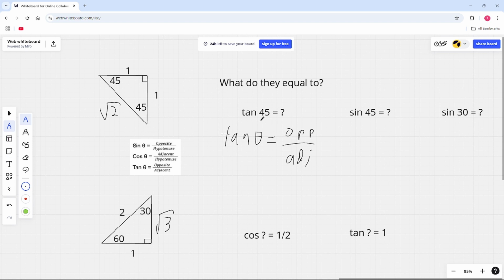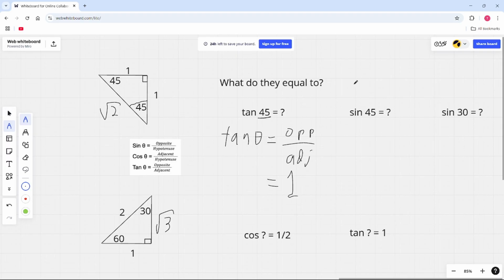Now, because it has 45 degrees, this triangle we won't be able to use because there's no angle that's equivalent to 45. But this special triangle over here, there are angles equivalent to 45. So if we just look at it from this perspective, our opposite to 45 degrees is 1. And adjacent to 45 degrees is also 1. So in this case, tan 45 is simply equal to 1.